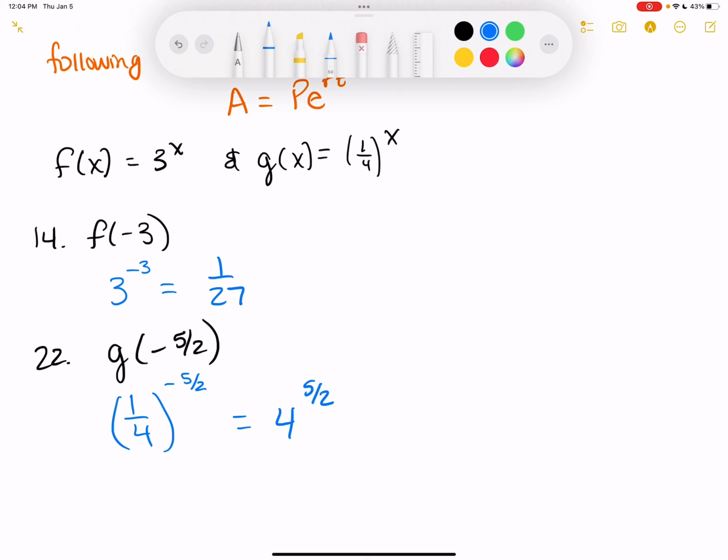So what does this exponent do to the 4? Isn't it like 10? So that's 4 to the 5th, square root of 2. I would rewrite it like this: the square root of 4 raised to the 5th. The square root of 4 is 2. So 2 raised to the 5th is 32. And that's your answer.